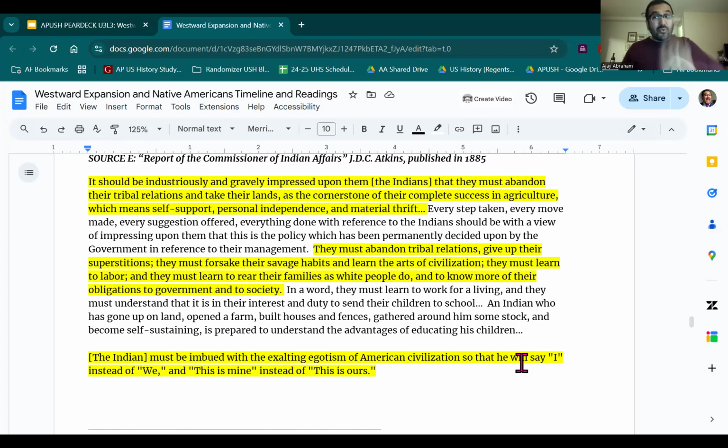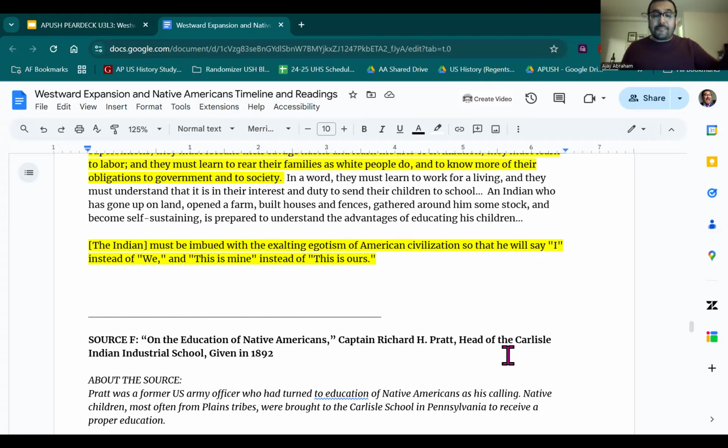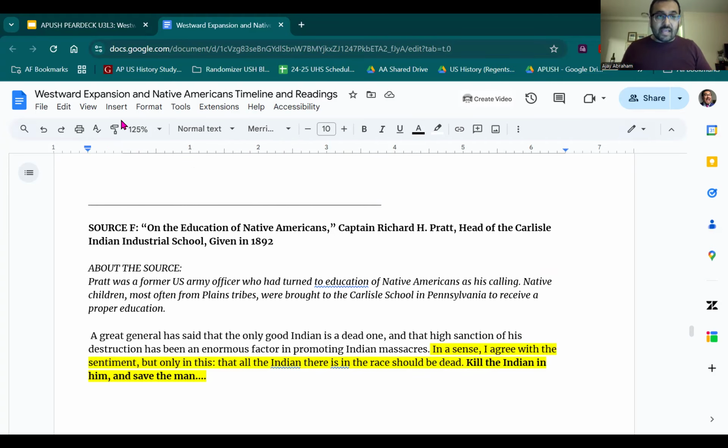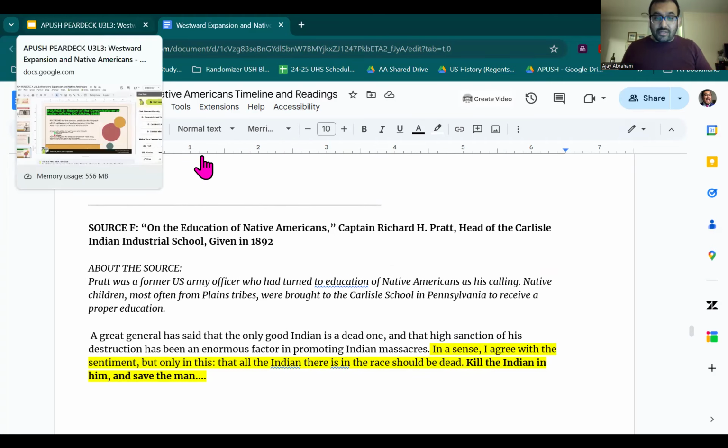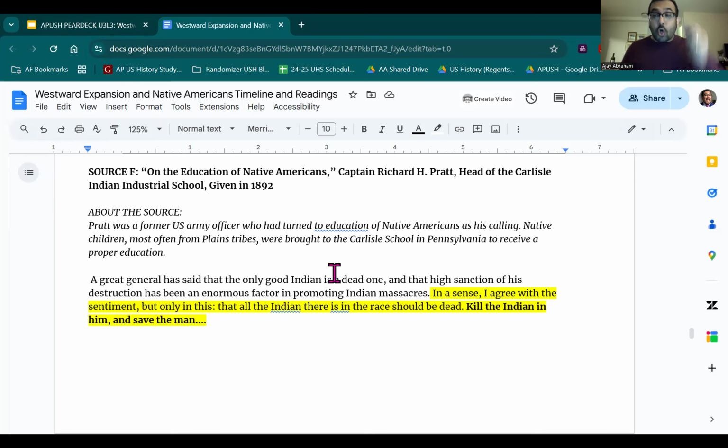Okay? Now, this is before the Dawes Act. This is a guy who's saying this before the Dawes Act. Okay? In his mind, this was the way to help the Native Americans. Okay? So keep that in mind. And then we go to Richard Pratt. Now, with Richard Pratt, I want to stress Richard Pratt was also, like Dawes, a member of the Friends of the Indian Society.